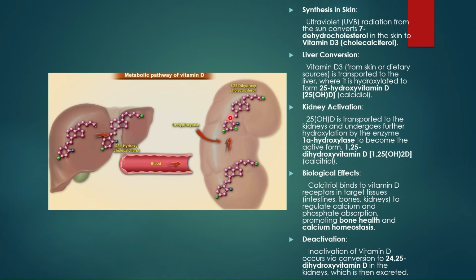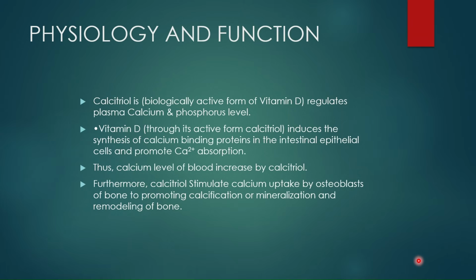These calcitriols bind to vitamin D receptor in target tissue like intestines, bones, kidneys, etc. to regulate calcium and phosphate absorption. It further promotes bone health and calcium homeostasis. Deactivation of vitamin D occurs via conversion to 24,25-dihydroxycholecalciferol in the kidneys, which is then excreted. Let's look at its physiology and function.